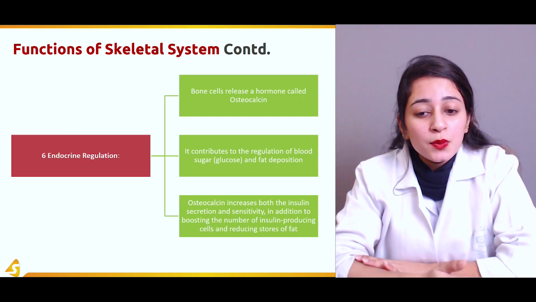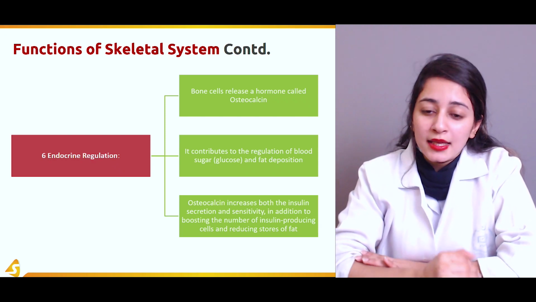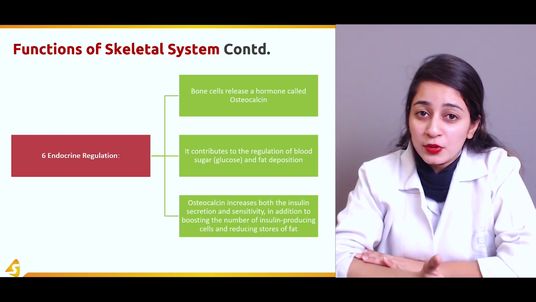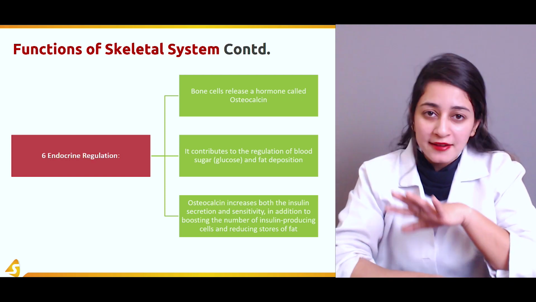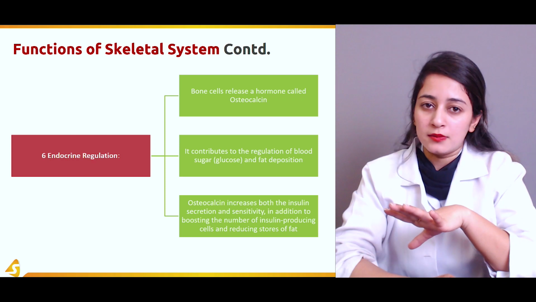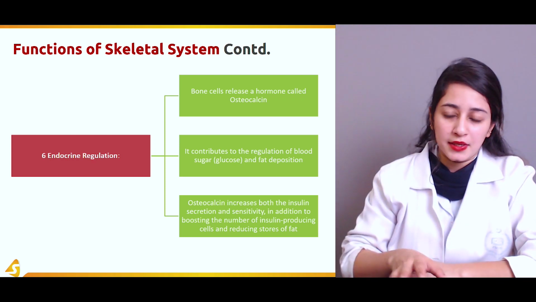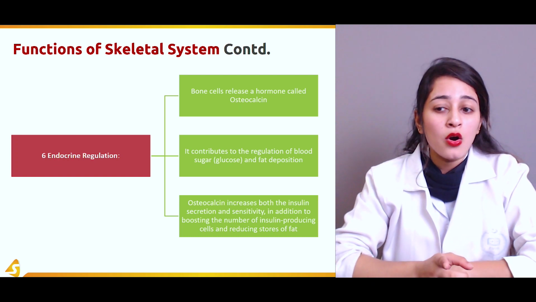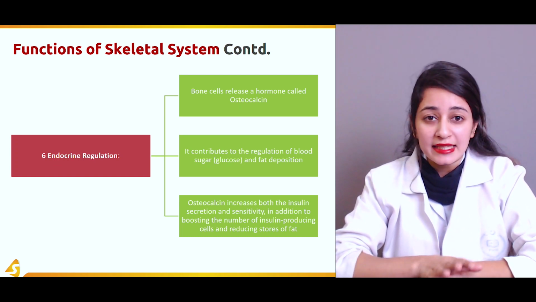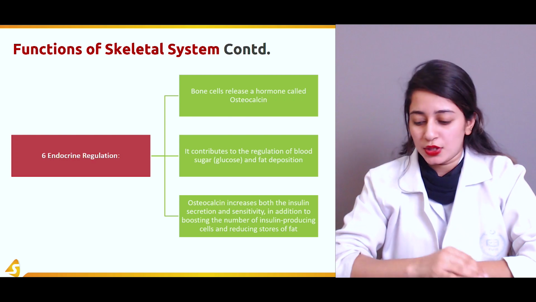Okay, so in this way, by the release of a hormone, your bones maintain your blood sugar level and keep you normal, because excessive glucose is also not healthy for you, for me, for everybody. So osteocalcin is a hormone that maintains this endocrine regulation.